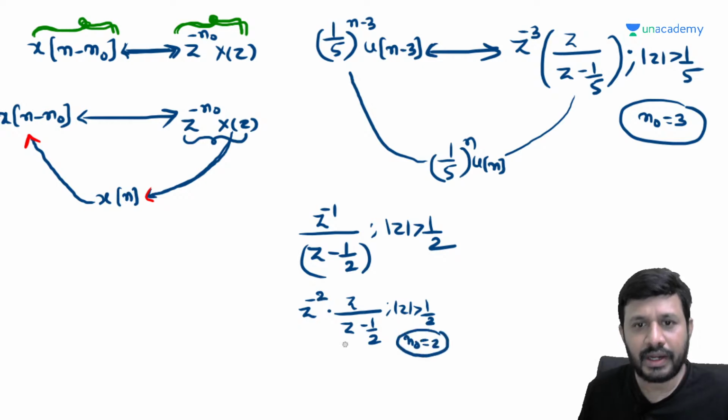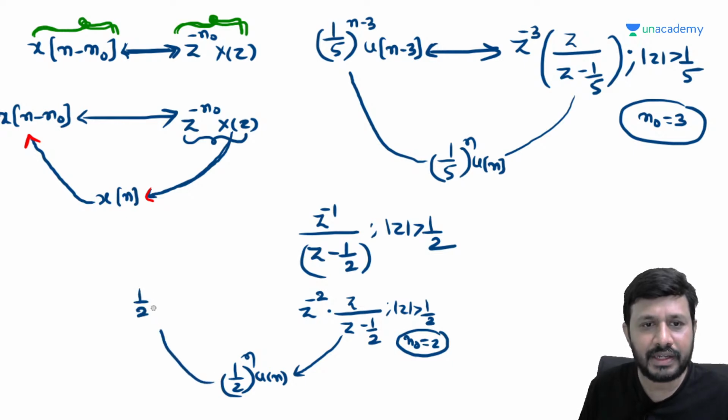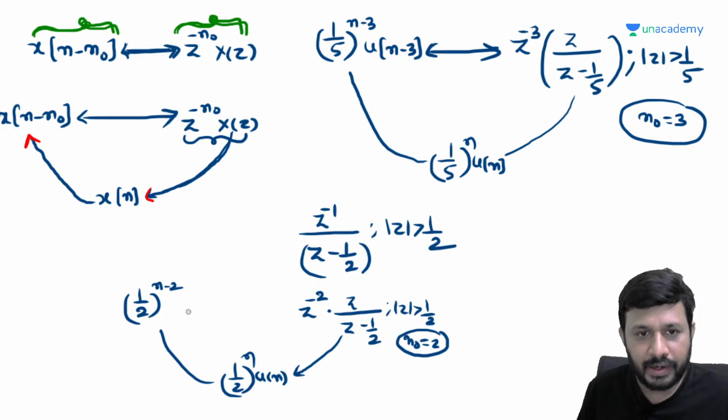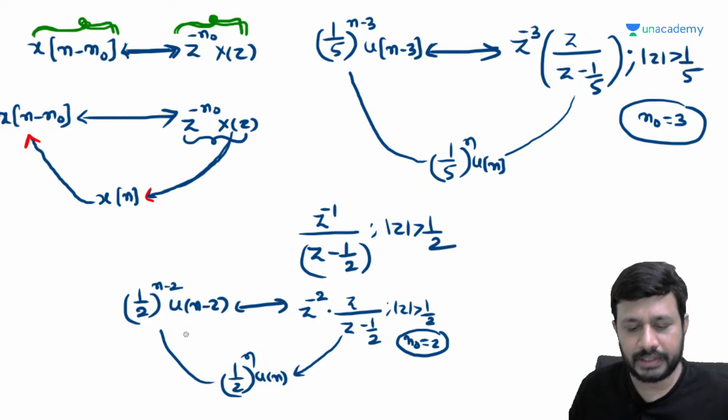So what I am saying, corresponding to this x of Z, get x of n first: 1 by 2 whole power n u of n. In this x of n, wherever you have n, replace it with n minus n naught. So we get 1 by 2 whole power n minus 2 u of n minus 2.